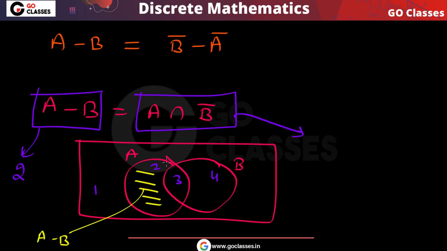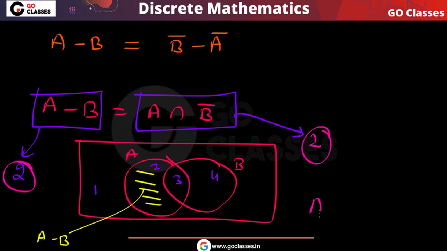Now which area will come in A intersection B bar? A intersection B bar means the common area of A and B bar: the area which is in A and also in B bar. The area which is in A but not in B is area 2. So the common area with B bar is only this one. I can say A intersection B bar is also area 2, and A minus B is also area 2, so both are the same.